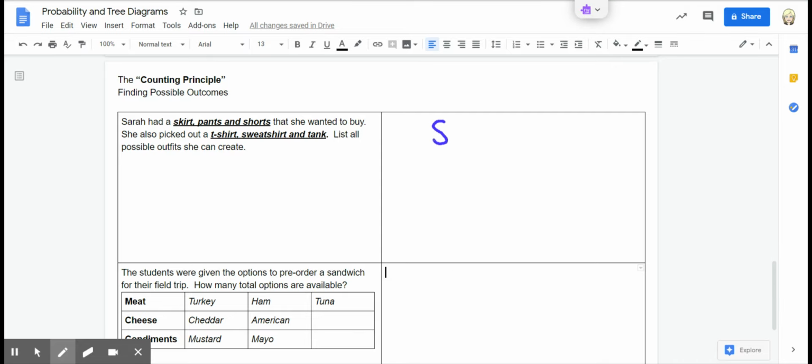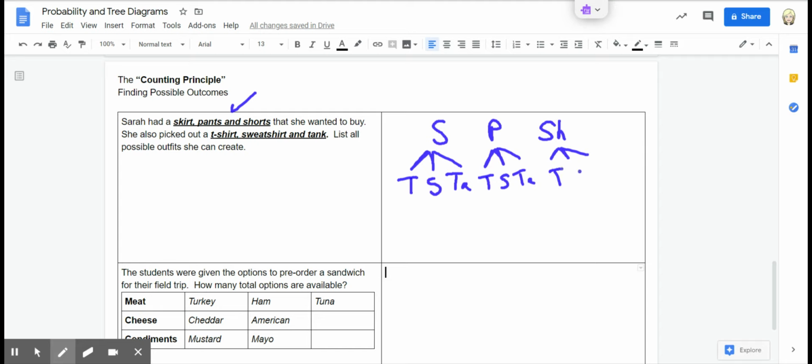So we have a skirt, pants, and shorts, okay? And then we're going to have a t-shirt, sweatshirt, and tank. So off of each one of these, you have a t-shirt, a sweatshirt, and a tank. I'll do a small A there. T-shirt, sweatshirt, and a tank. And t-shirt, sweatshirt, and a tank. I do a little TA to help me. You don't have to do that. You could use a lowercase t there if that helps you. It's really up to you.